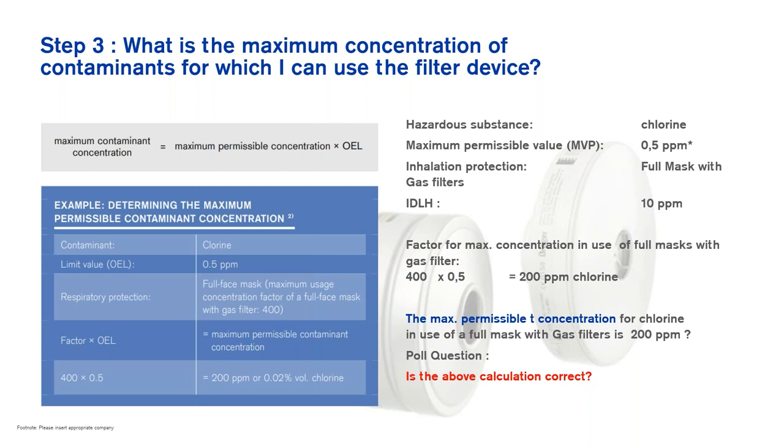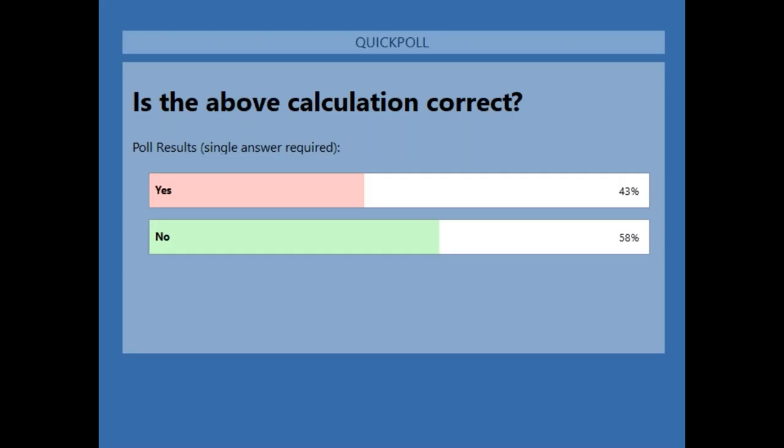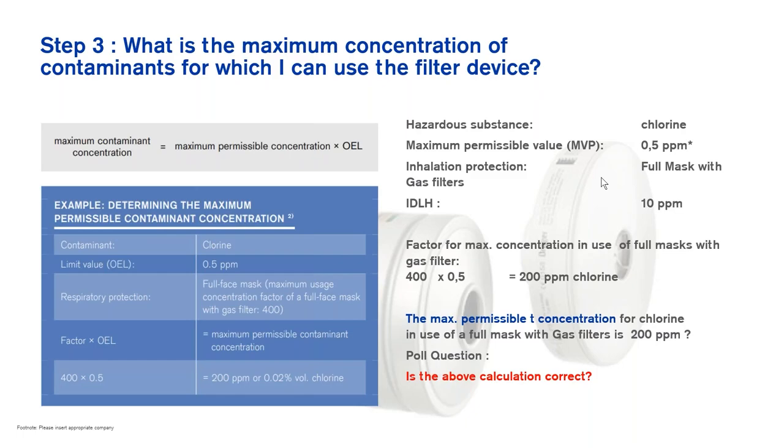So now I'd like to ask a question to all. Is this calculation correct or wrong? Okay, so this is the poll result. It's pretty much close to the previous poll, around 50-50%. The actual calculation is correct in a way, but it's not allowed to be used. So I'm saying that there is an IDLH of 10 ppm. So what is an IDLH? We usually classify it as a term of immediately dangerous to life and health. So the calculation, the filters are able to filter up to a maximum of 200 ppm chlorine. However, because of the IDLH property itself at 10 ppm, we don't recommend to use it.